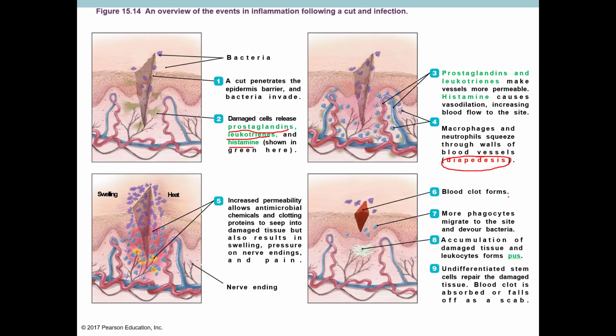Clotting factors, you guys probably remember fibrinogen is cleaved. You've got your platelets that are caught in the fibrin, and phagocytes are still coming to the site. Leukocytes that are full of bacteria make pus. Ultimately, you get a scab and the whole thing turns down.